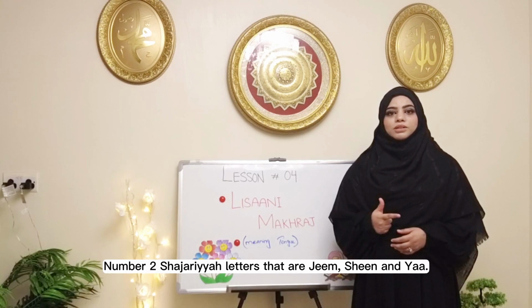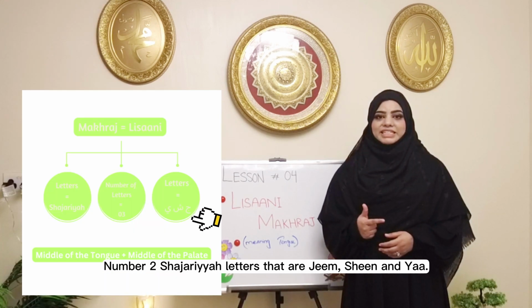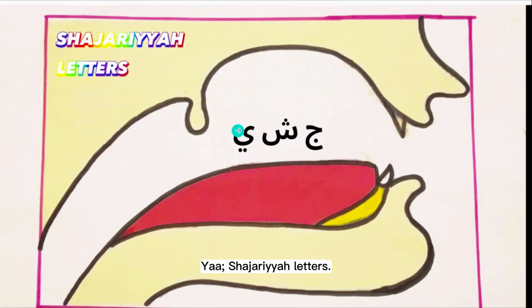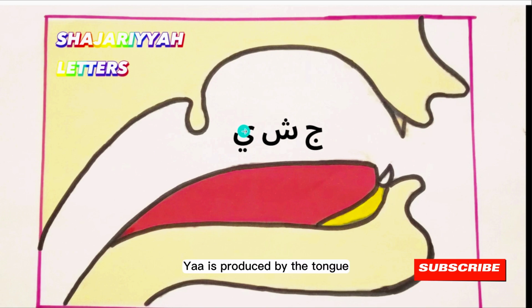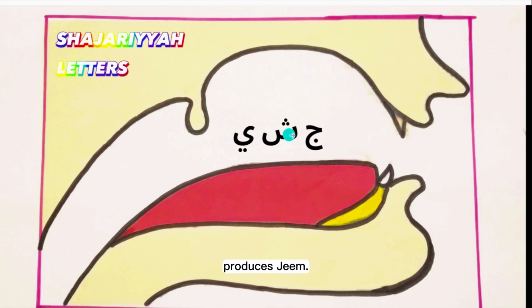Number 2, Shajariyyah letters, that are Jim, Sheen, and Ya. Ya is produced by elevating the tongue towards the roof of the mouth. Raising the tongue towards the hard part of the palate produces the letter Sheen. Raising the tongue against the hard palate produces Jim.